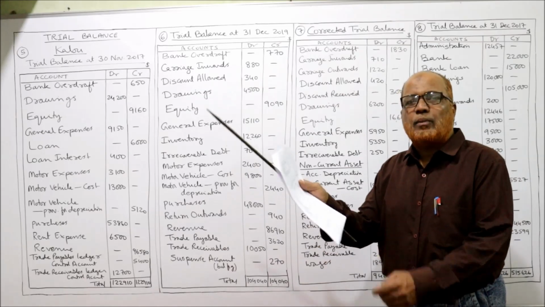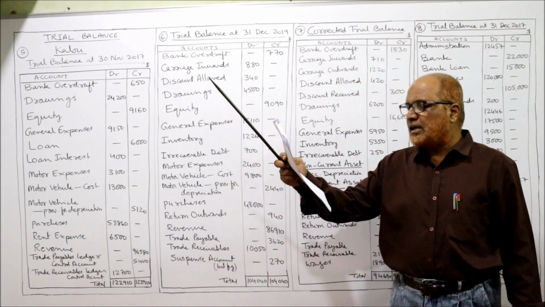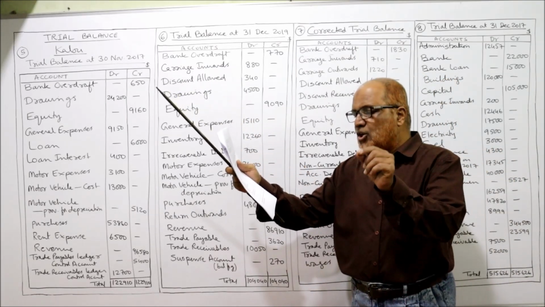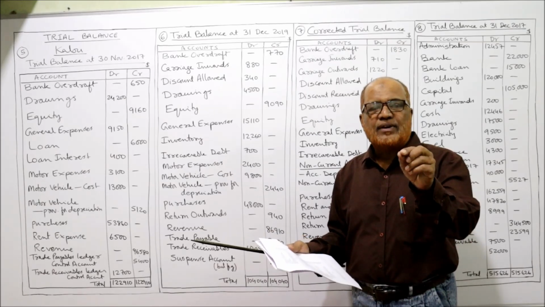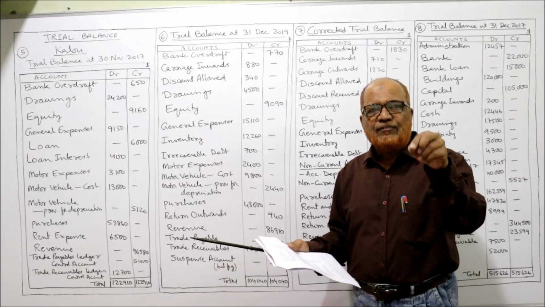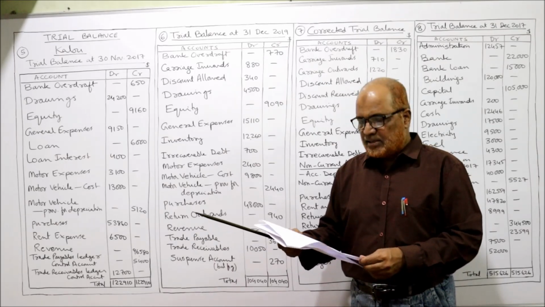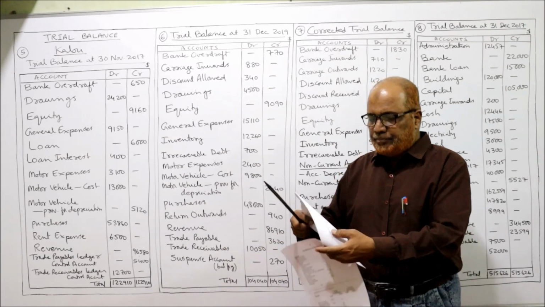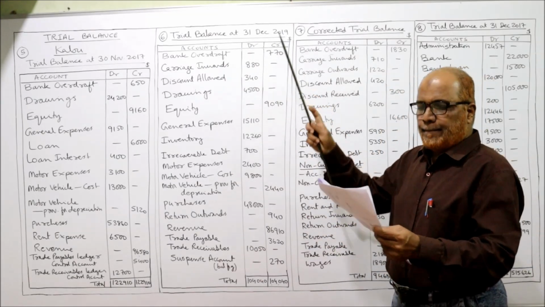Now I am reading out problem number 6. Complete the trial balance at 31st December 2019. Any difference should be entered in the suspense account. So it is specifically mentioned in the problem, if you find any difference in the trial balance, transfer it to the suspense account. Now see carefully. Trial balance at 31st December 2019.